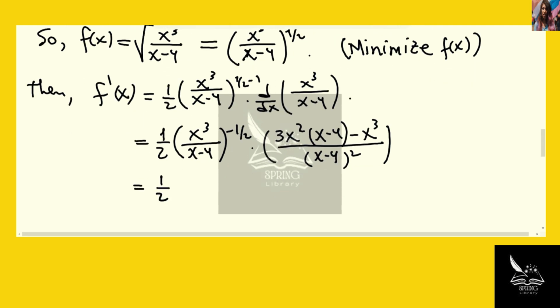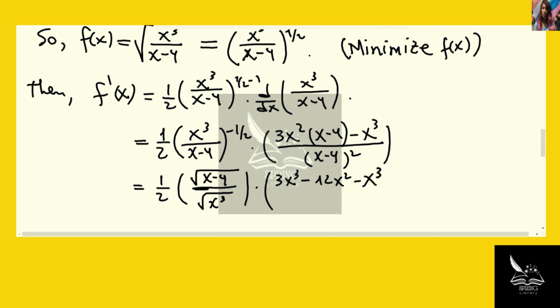So this is 1/2 times. This can be written as 1 over the square root of x cubed over x minus 4. Then we can invert the fraction. So we get the square root of x minus 4 over the square root of x cubed, times, and here we have 3x cubed minus 12x squared minus x cubed over x minus 4 squared.